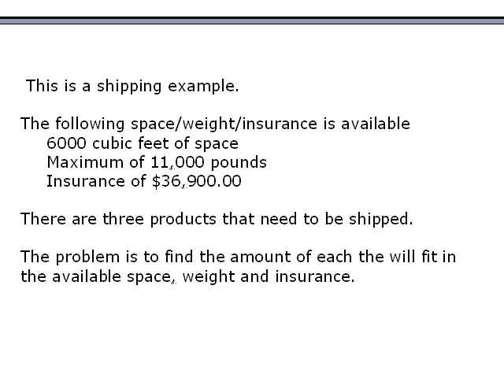So in this problem, you want to ship some things. You have three products that need to be shipped, but you have some limitations on the poundage, the area, and also the insurance that you can afford to ship these. And so you'd like to know how many of each item you want to ship. And what you have is, say, 6,000 cubic feet of container space. It can hold a maximum of 11,000 pounds. And the insurance that you have is $36,900 worth of insurance. So you want to insure these things adequately, and of course you can't go over the pound or the space limits.